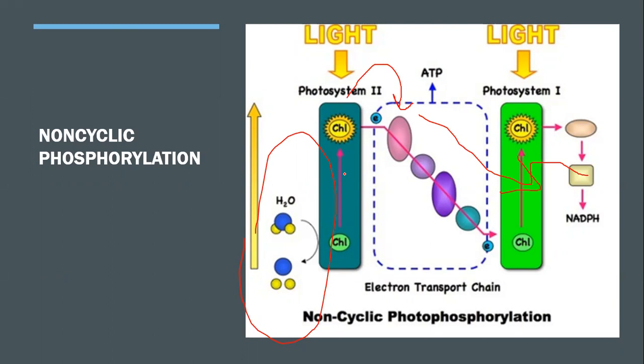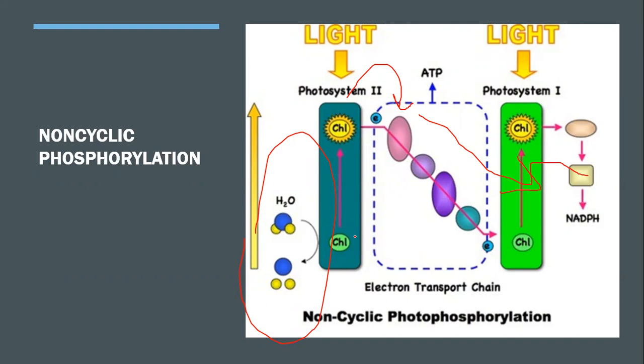So what is going to end up happening? The electron has to come back. We somehow have to bring the electron back to photosystem 2. We are going to do that by photolysis. We will break down a water molecule to give us hydrogen ions and hydroxide ions. Because of that, the electrons produced will replace the electron in photosystem 2.